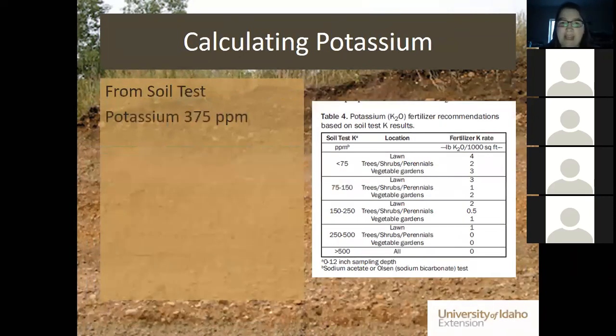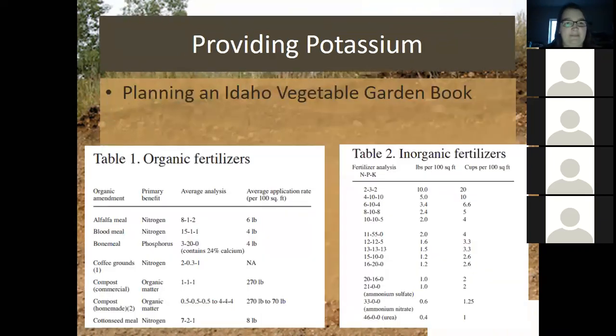So the potassium table's very straightforward. There's not 2 different things you have to look at. So let's say the potassium test was 375, it would be in that last category. And it says only your lawn would need any potassium added. And none of the organic fertilizers are showing very much potassium. But you can see on the inorganic fertilizers, your potassium would be that last number, and there's several sources there.